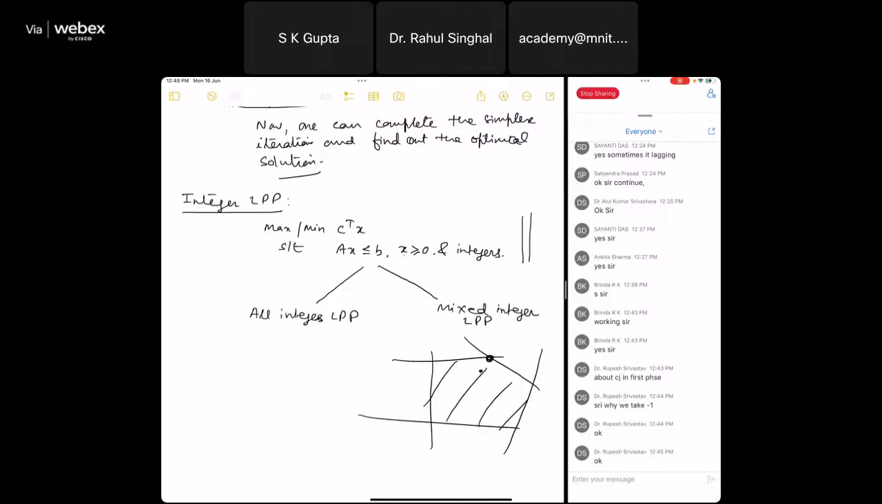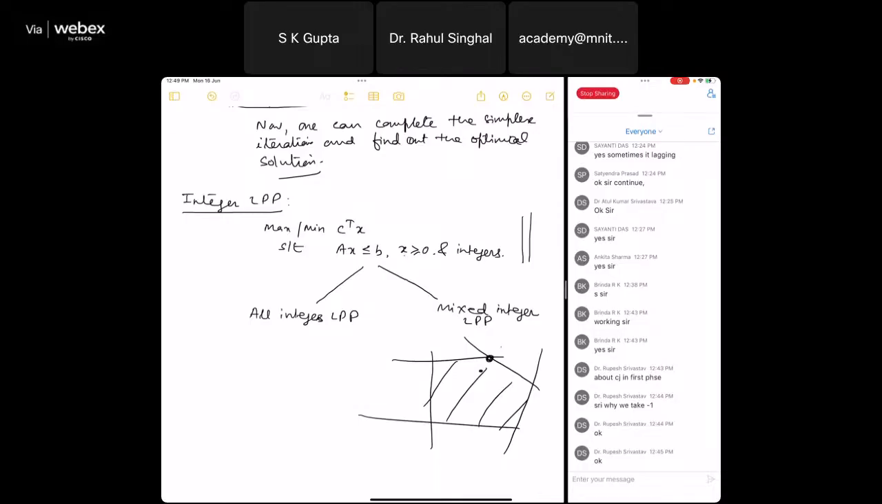We have counter examples in the literature. You might be thinking, why not round off? Why can't we take that? Because the round-off may also go outside this feasible region. So this round-off method will also not work.